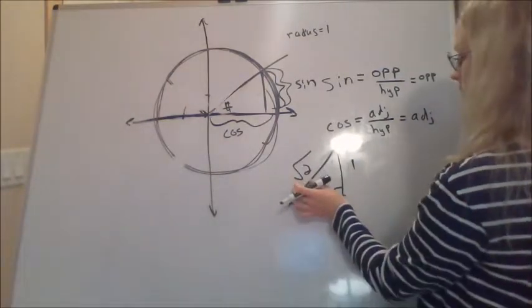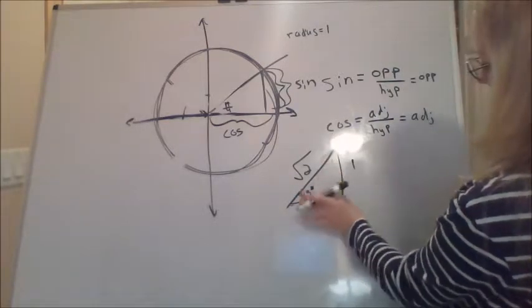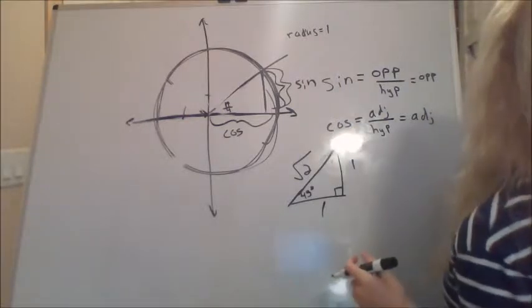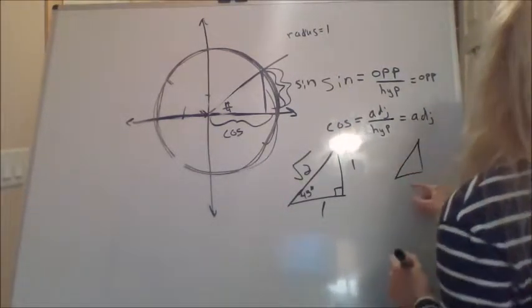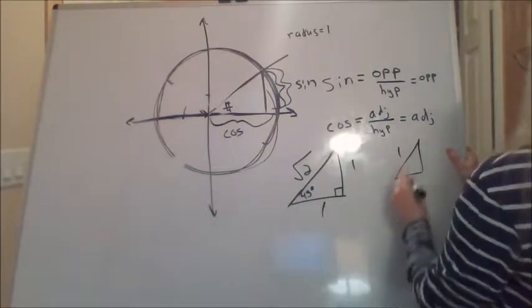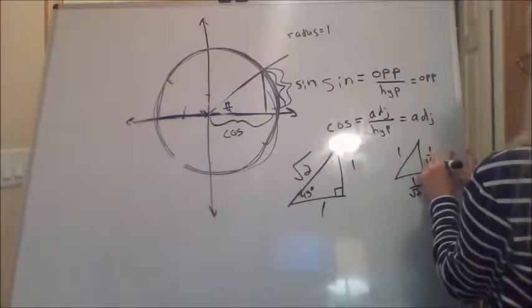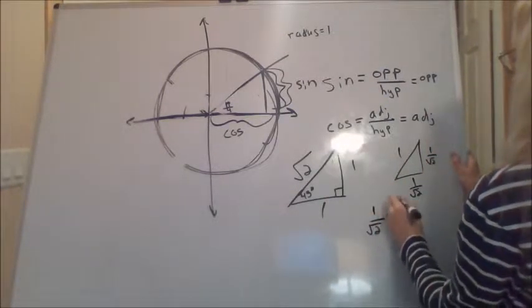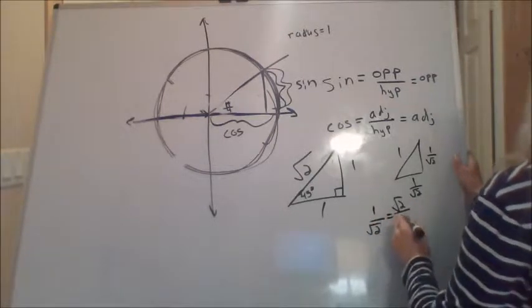Now we don't want a square root of 2 right here because we want the radius. This is going to be our radius. We want this to be equal to 1. So what happens if we divided everything by square root of 2? We would get a proportional triangle where this is 1 divided by square root of 2, and this would be 1 divided by square root of 2. And if we chose, we could say that 1 divided by the square root of 2 is equal to square root of 2 divided by 2 because we would rationalize this fraction.